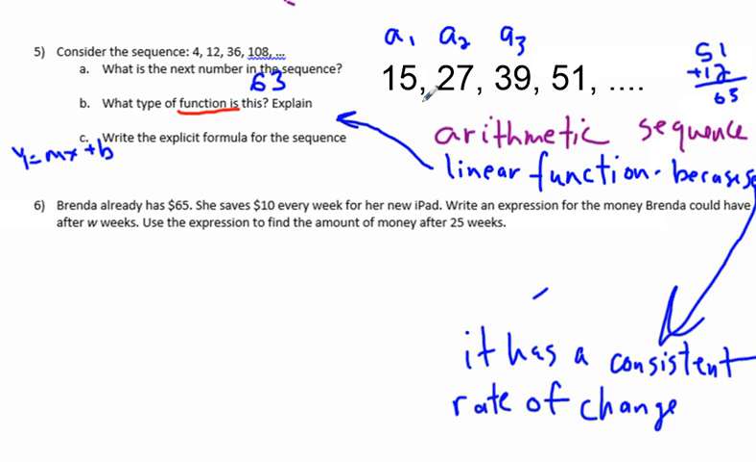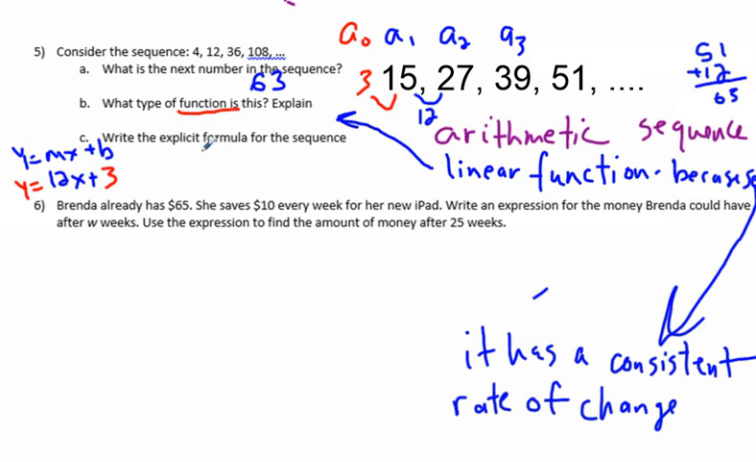The rate of change is 12, so that would be our slope. It would be 12x plus b, the y-intercept. Now the y-intercept is the zero term. Now there is no zero term here, so we just call it a sub 0. And if you subtract 12 from 15, you work backwards to find the zero term, you would get 3. So it would be y equals 12x plus 3.